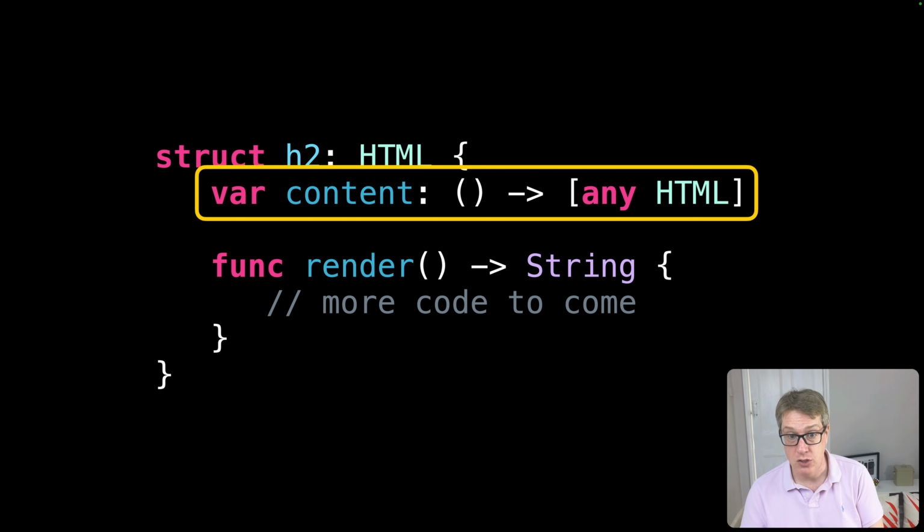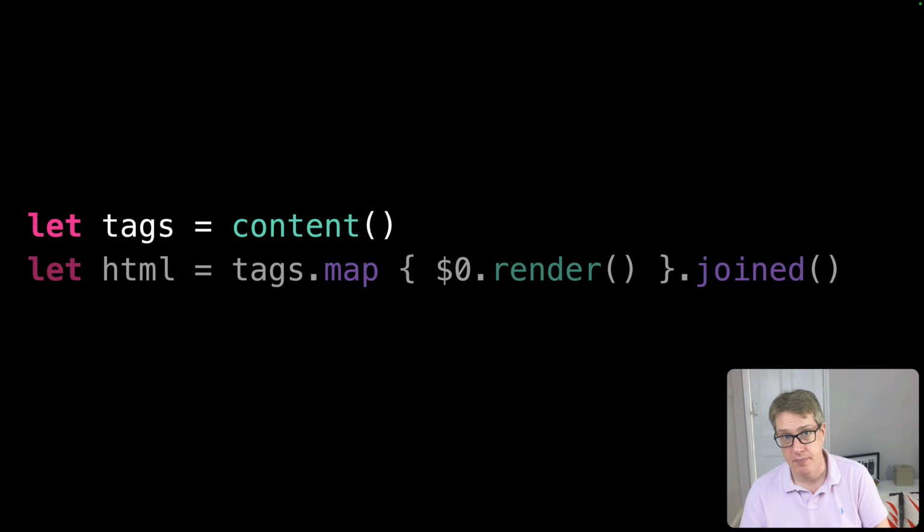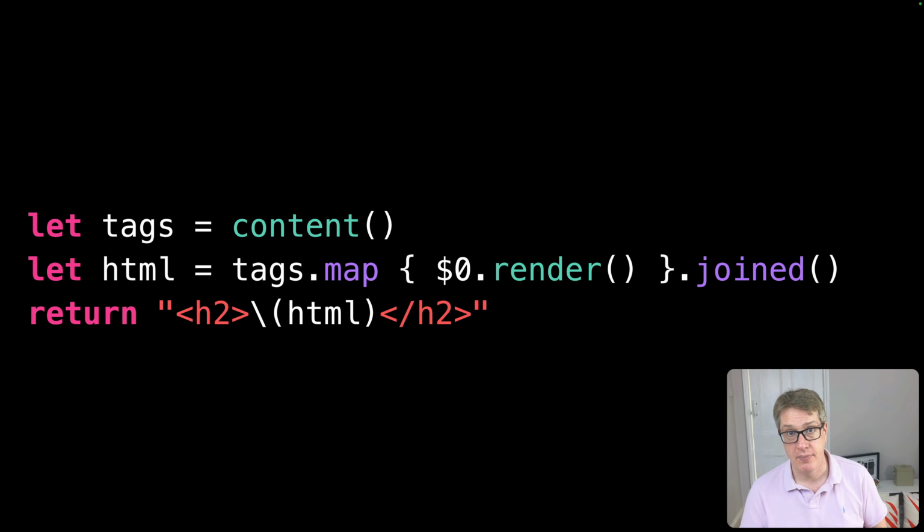This property stores a function that returns an array of HTML, which is exactly what we want. When it comes to rendering, we've got to call that content property as a function and it returns the actual HTML to us. We can then loop over each item one by one and call its render method. And then finally send back the result.